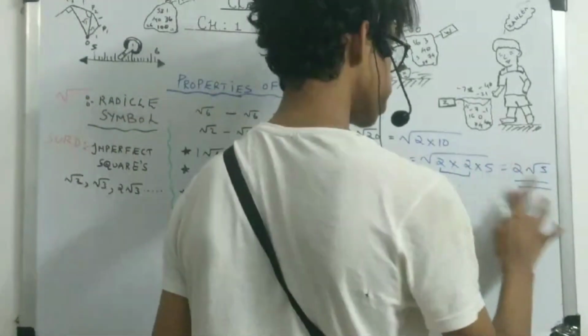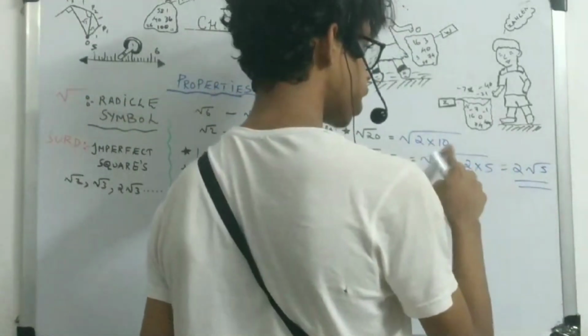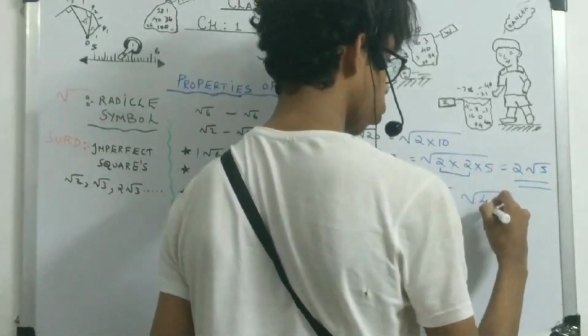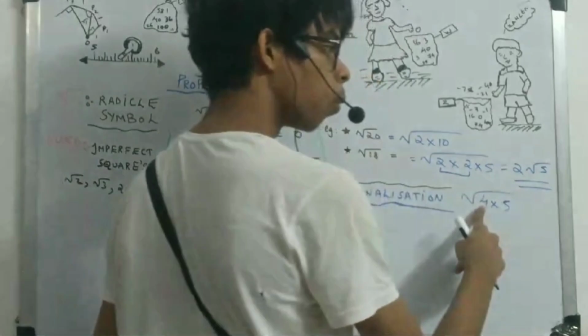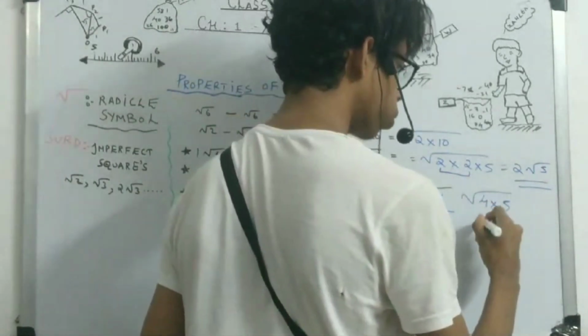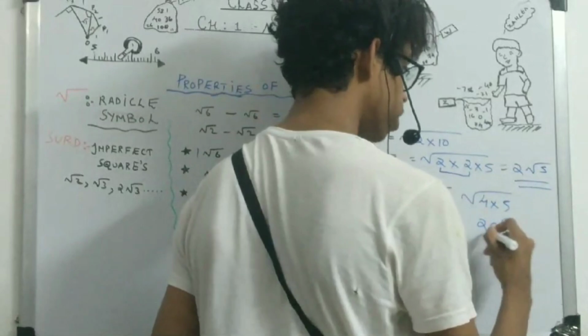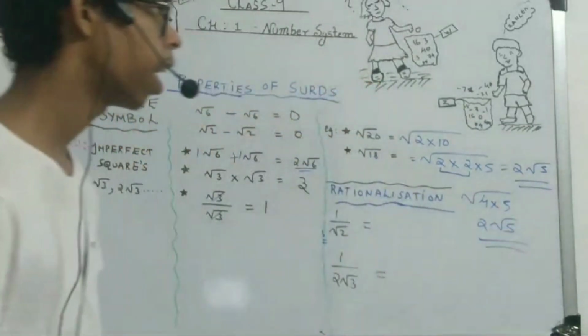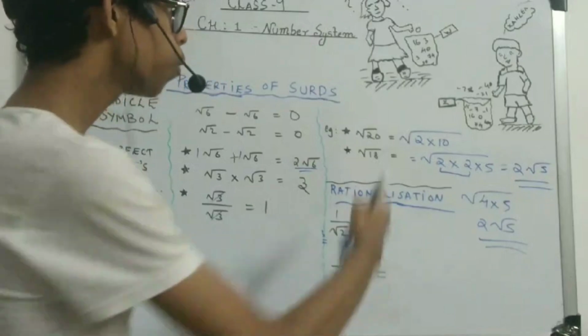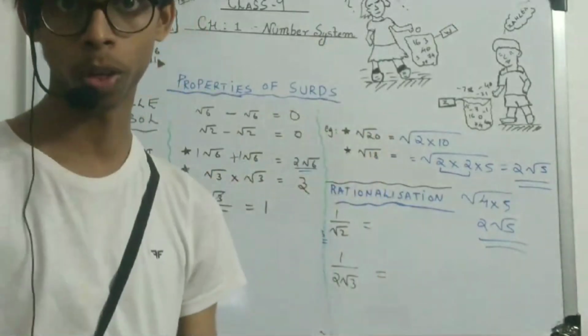If you didn't get it, just see over here: 2 into 10, I wrote 10 as 2 into 5. We know 2 into 2 is 4, 4 into 5. We know square root of 4 is 2. That too I took out, and what is left behind? 5. This is the way in which we do the simplification of a particular imperfect root.